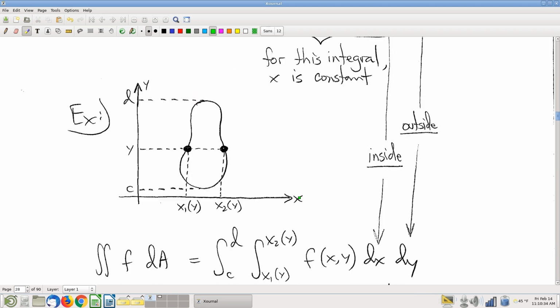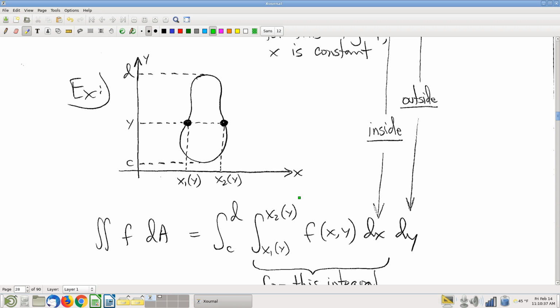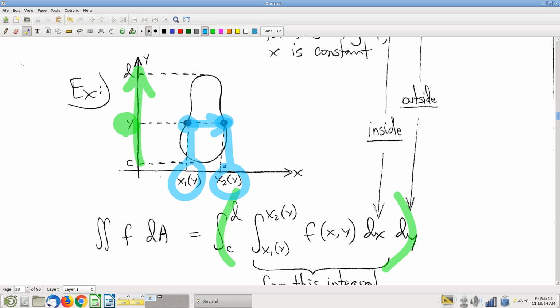Or vice versa, if you're slicing the other way, if you're doing your y integral first, y goes from c to d. Then for a given value of y, your x bounds are going to depend on what y you're at. And I appeal to your geometric intuition. As y changes, as y increases, as you're going up in that slice, those x bounds move around depending on the shape of your domain. And so the x bounds are functions of y.